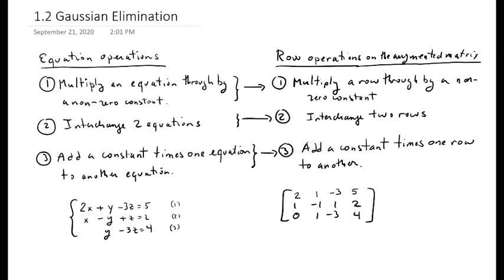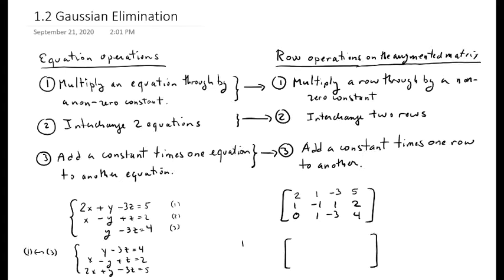Operation number 2 is just interchanging two equations, right? So that's just interchanging the order in which the equations are shown or in which the planes are listed. Of course, that's not going to change where they intersect or the solution set. So for example, I could say I'm going to switch 1 with 3, and I would essentially have y minus 3z equals 4, x minus y plus z equals 2, and 2x plus y minus 3z equals 5. You'll agree that it's the same set of equations, really. It's just ordered differently, so it has the exact same solution set.